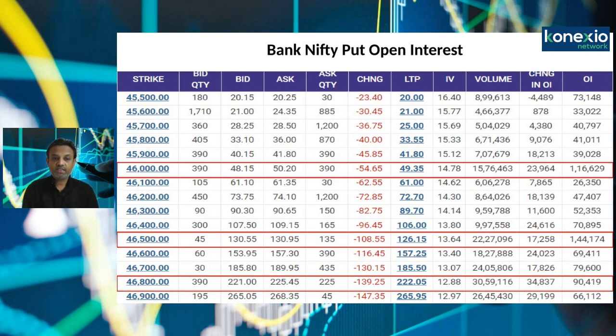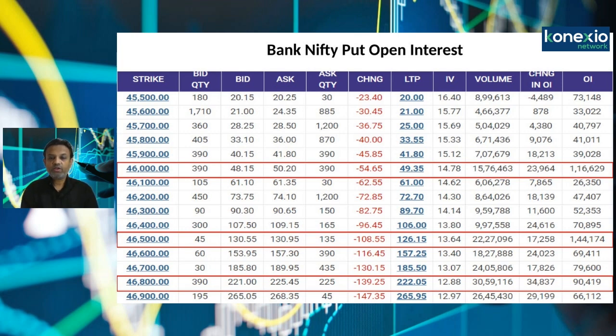So on an immediate basis, 46,800 could act as an immediate support. If Bank Nifty breaks those levels, then there are chances that Bank Nifty might slip down to the levels of 46,500 and maybe to around the 46,300 odd mark. But that should be used as a buying opportunity.